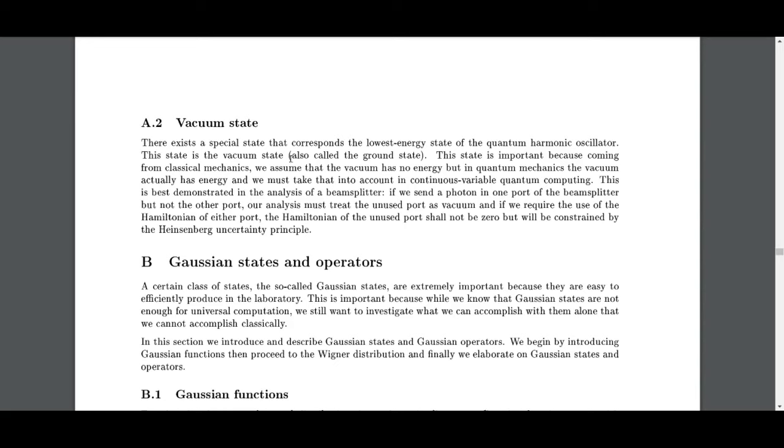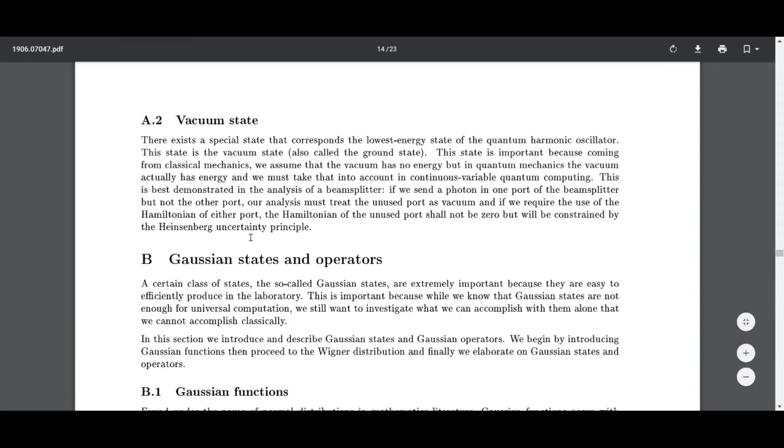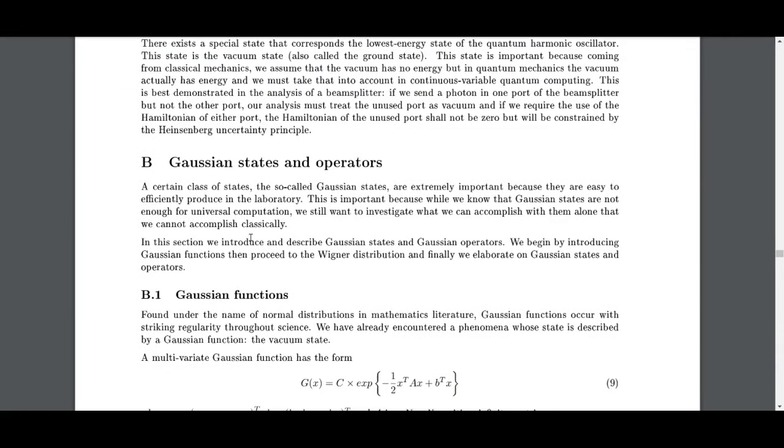Vacuum state. There exists a special state that corresponds to the lowest energy. This state is important because, coming from classical mechanics, we assume that the vacuum has no energy. But in quantum mechanics, the vacuum actually has energy, and we must take that into account in CV quantum computing. If we send a photon in one port of the beam splitter but not the other port, our analysis must treat that unused port as a vacuum. Whatever that means.